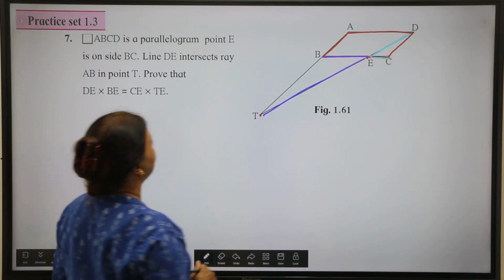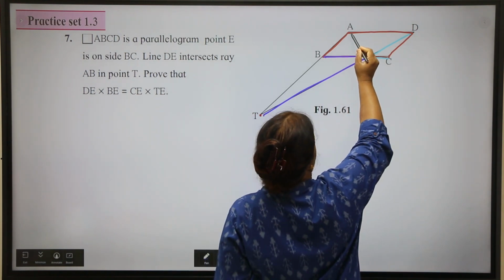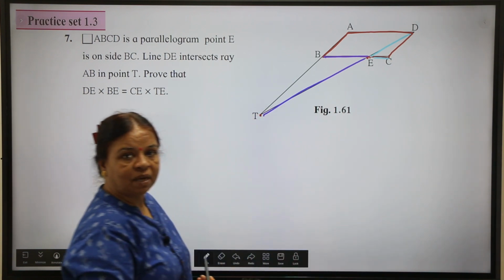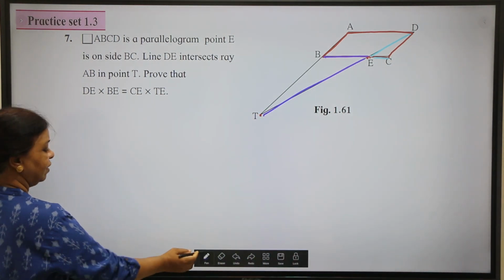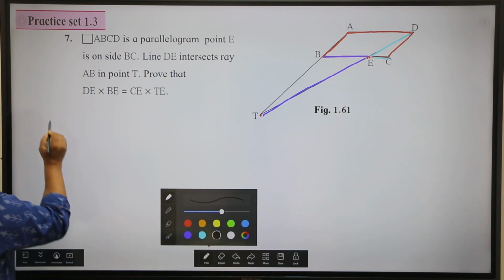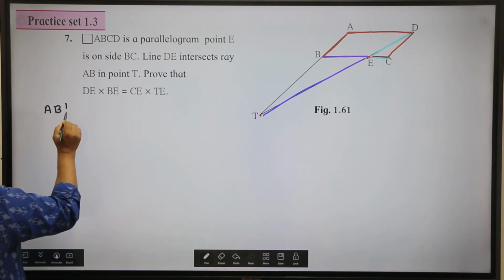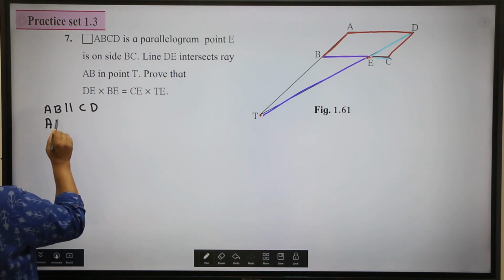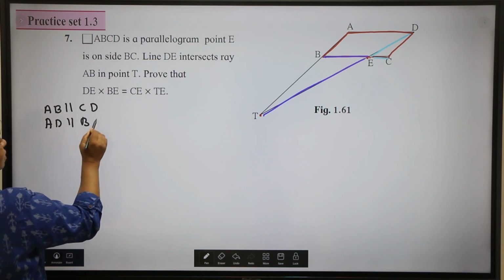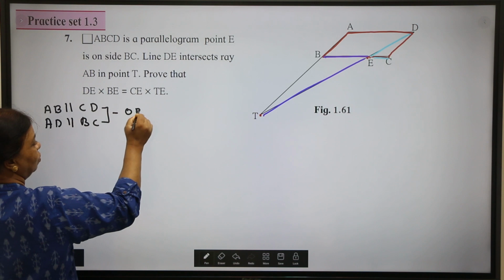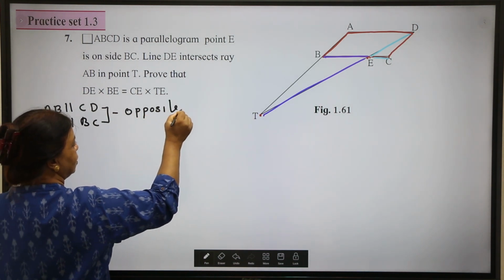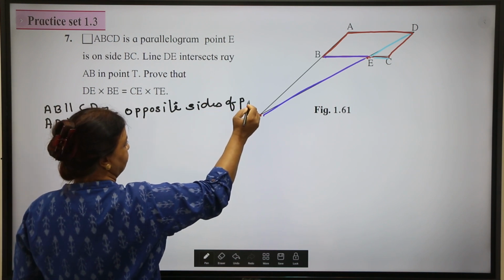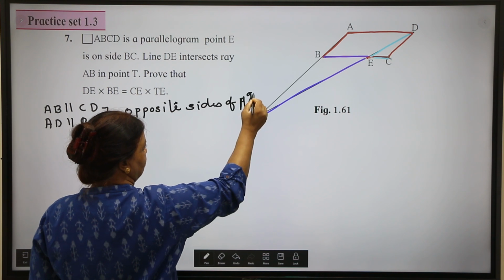Children, ABCD is a parallelogram. AB is parallel to CD. Opposite sides of a parallelogram are parallel to one another. I will write here: AB is parallel to CD and AD is parallel to BC. Why? Opposite sides of a parallelogram.